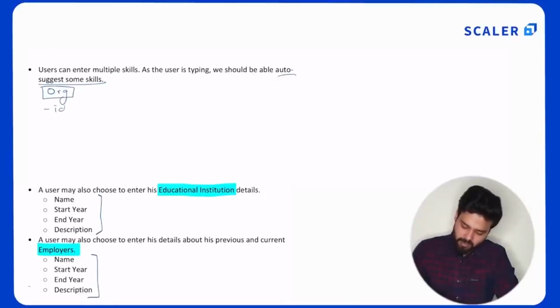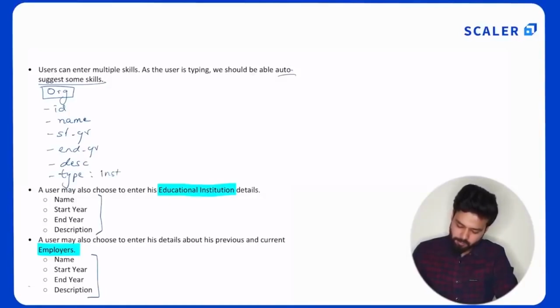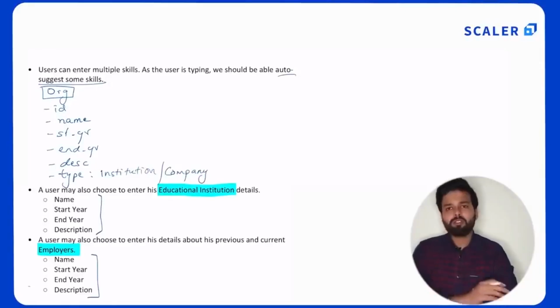Inside an organization, I can have an ID field and all the other fields, depicting name, start year, end year, and let's say description. And I will need to have one more type. This type will store information of institution or company. So from the looks of it, for the given set of features, this table works really well.